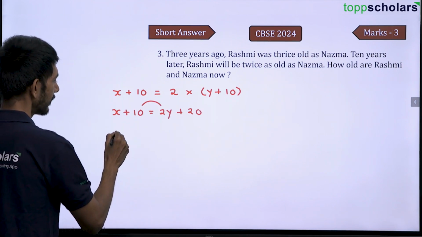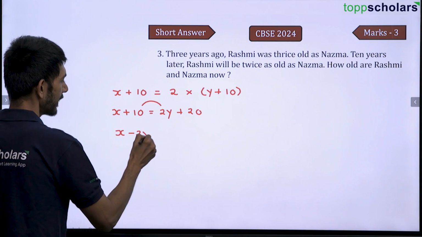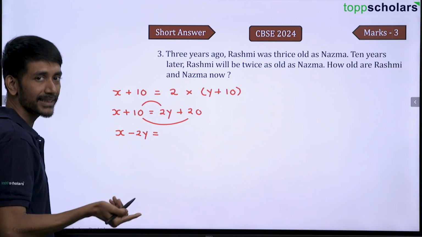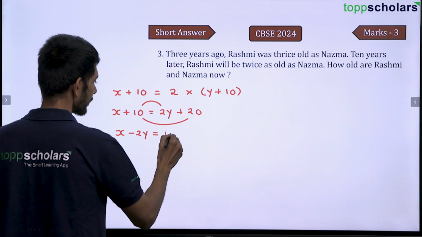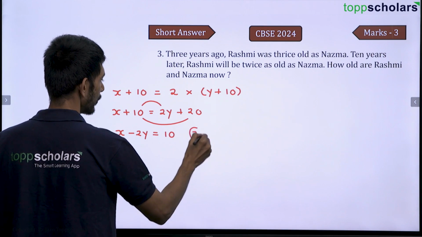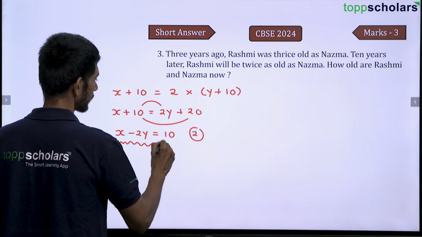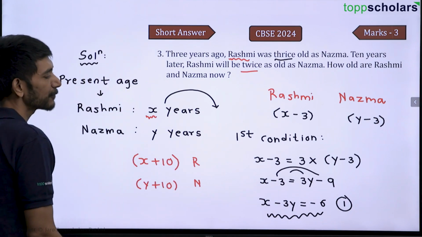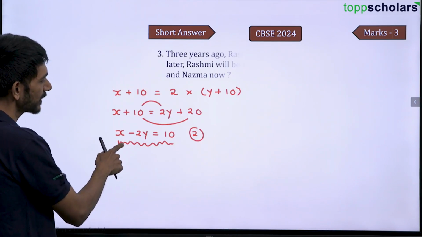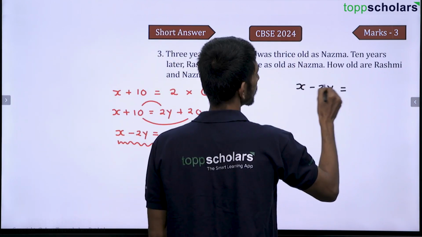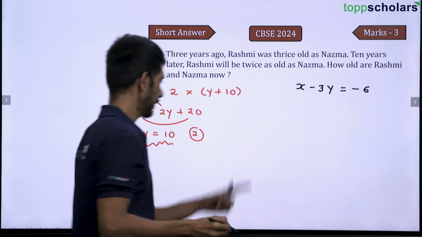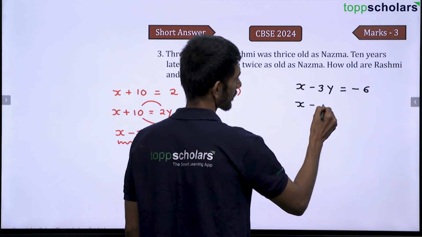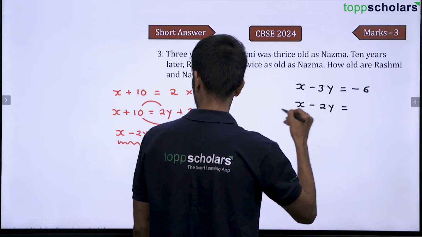Take 2y here. So x minus 2y is equal to, this is 20. Take 10 on the other side. 20 minus 10 is 10. So can I say this is my equation 2? Okay. Where is my equation 1? My equation 1 is here. X minus 3y is equal to 6. This is my equation 2. Let me write it. And then I have x minus 2y is equal to 10.